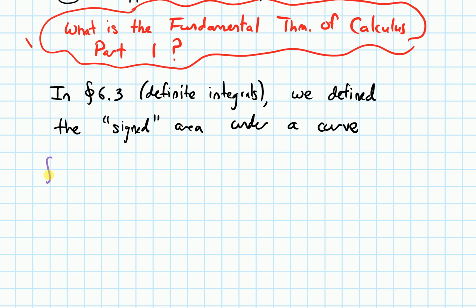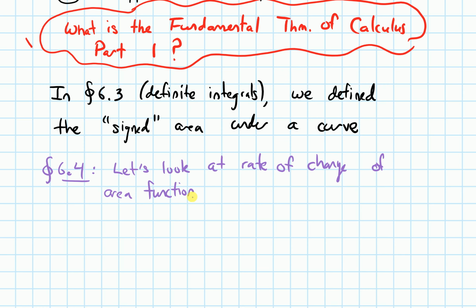So now, in this section, 6.4, we are going to do the following. Let's look at the rate of change of the area function. So we're going to define a function for the area under a curve and look at its rate of change. And remember, when I talk about the rate of change of something, this is talking about the instantaneous rate of change.